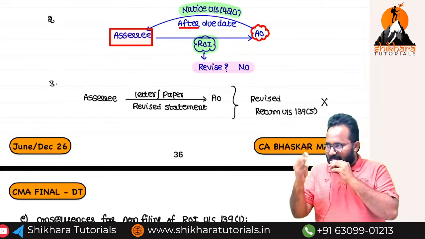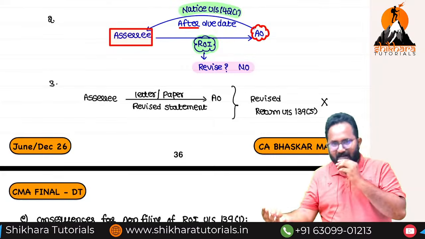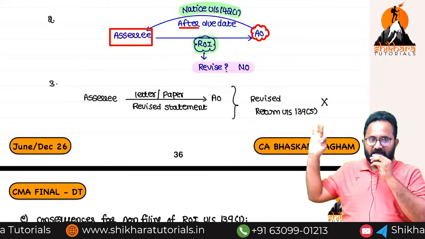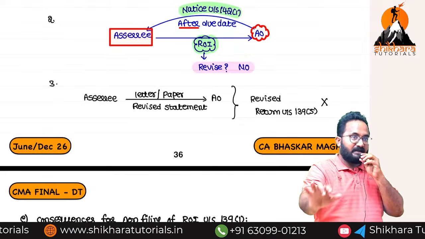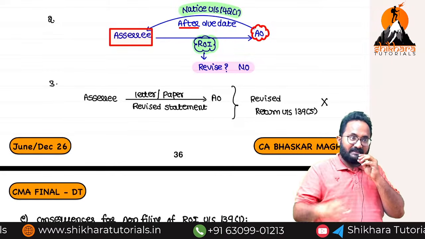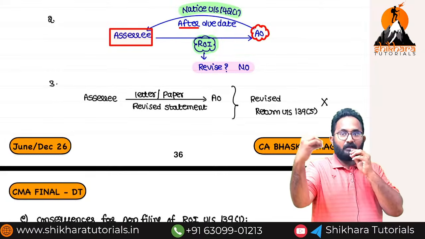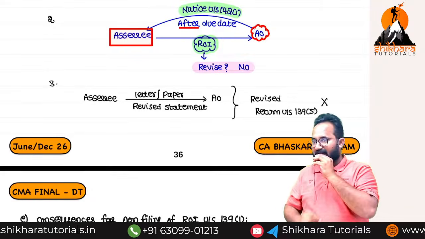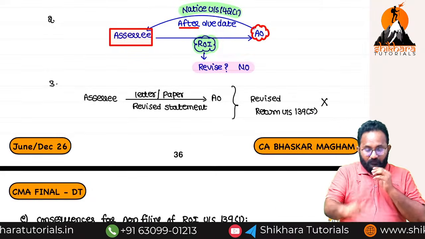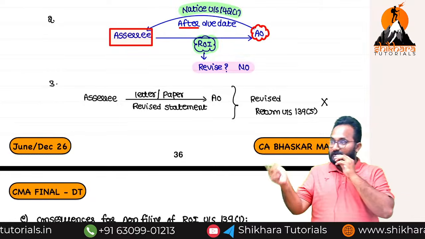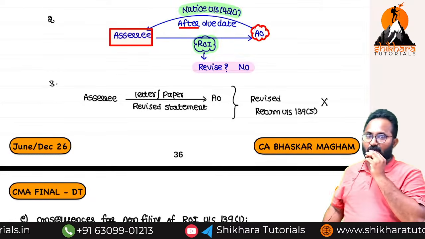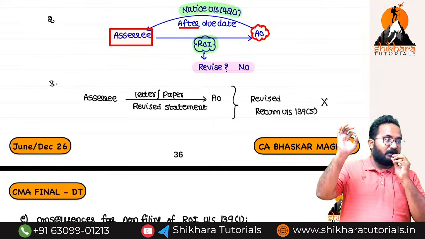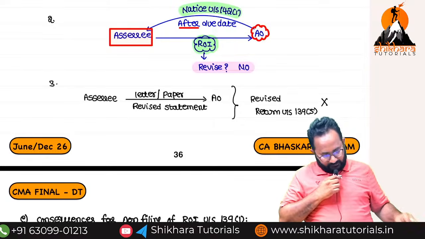If you filed returns on your own, like 139(1), what is that? Original return. 139(3), loss return. 139(4), belated return. 139(5), revised return. These are all filed by you on your own interest. That's why you can revise at any time within the 139(5) time limits. But here you filed the return in response to a notice given by the AO. What is the notice? Section 142(1) notice. That cannot be revised. Next one.